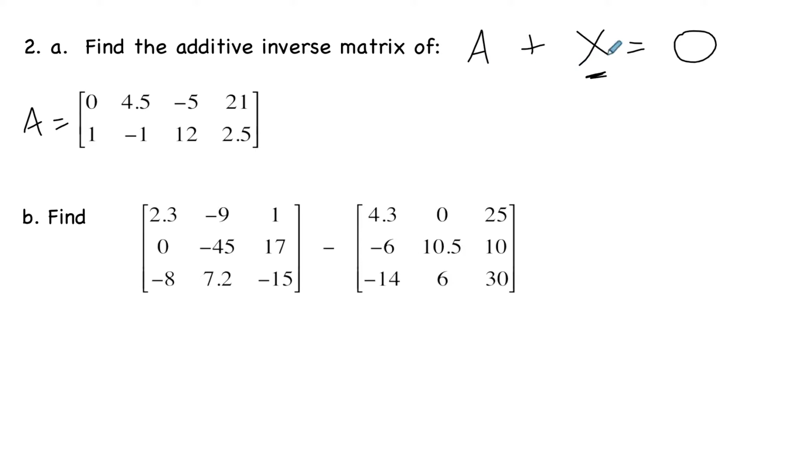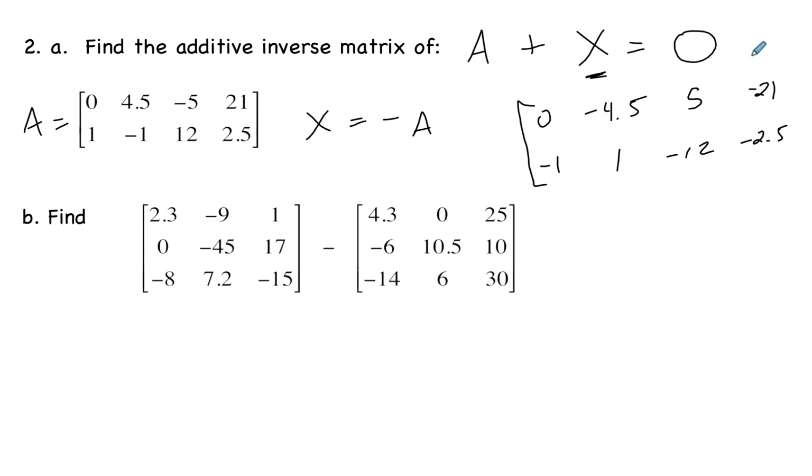And what do I add to a number to make it add to 0? It's just the opposite. So matrix X is just going to be the opposite of A, right? So all we're going to have to do is say, okay, that's just everything with an opposite sign: 0, -1, -4.5, +1, +5, -12, -21, and -2.5. So that would be our additive inverse matrix.